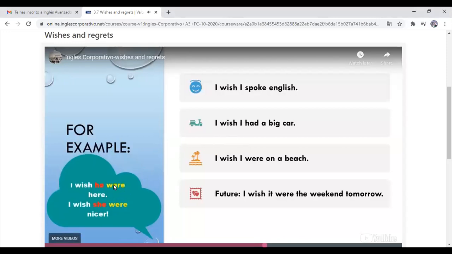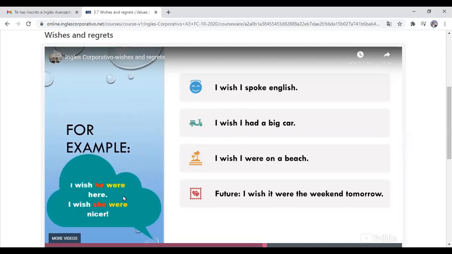So remember, even when you're using the third person singular, you're supposed to say were. When you're using the second conditional, was does not exist. So if you want to say, me gustaría que él fuera más comprensivo, I wish he were more understanding. I wish he were. We don't use was. Just no. Were. Was does not exist.